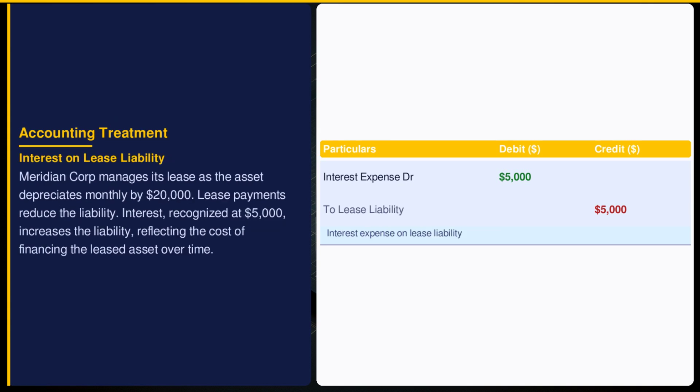The interest expense is a pivotal element of lease accounting under AASB 116. This $5,000 charge reveals the cost of leasing as a financing activity, impacting the profit and loss statement. Monitoring this aligns with real financial burdens, ensuring the balance sheet reflects the actual cost of using leased assets.